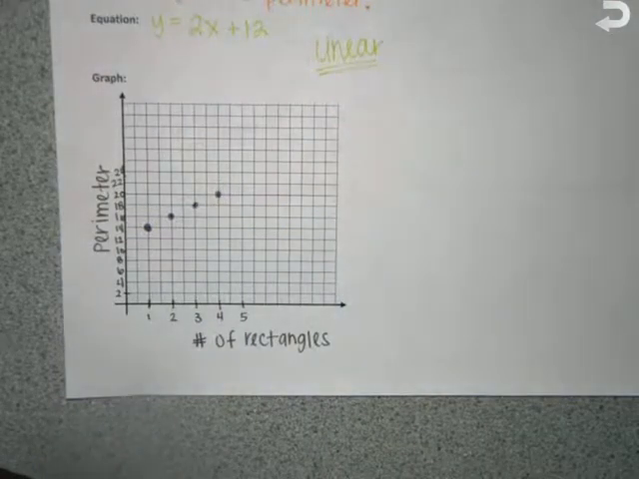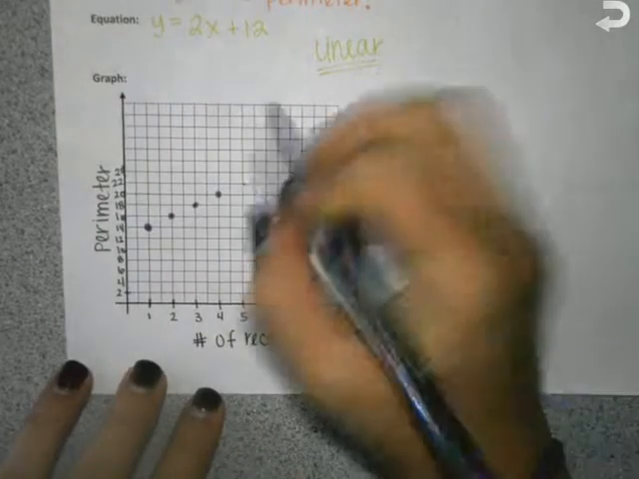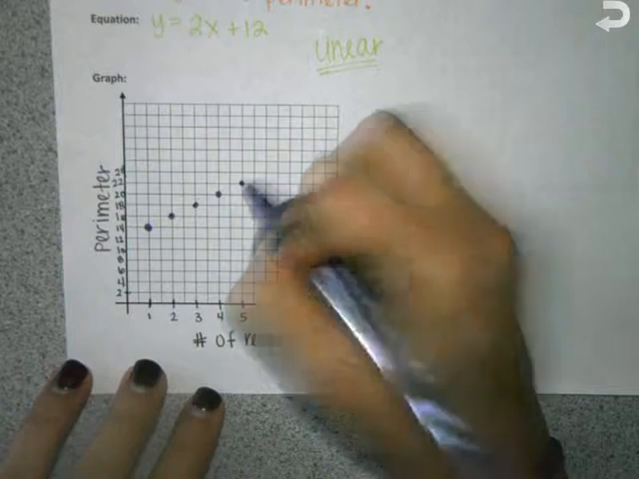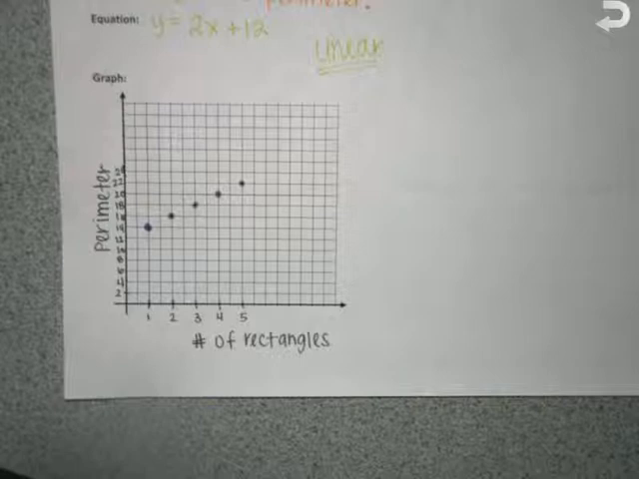Guys, if we did 5 rectangles, what do you estimate the perimeter would be? 22. So let's graph that one just because. And then we leave it discrete because we are only counting whole rectangles, right? Not too bad?